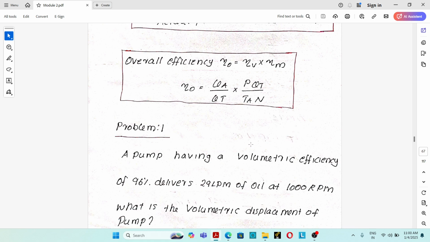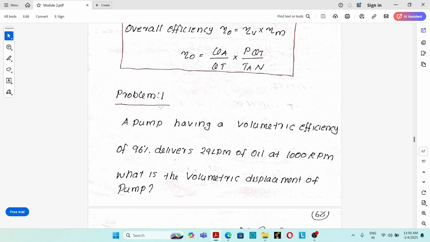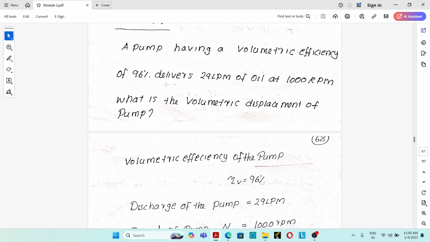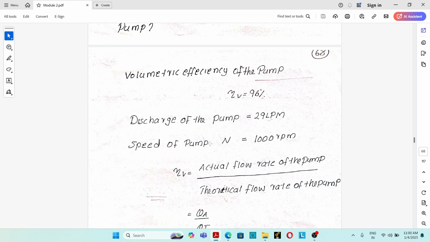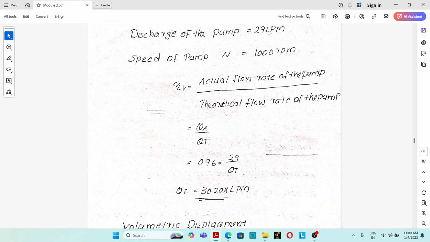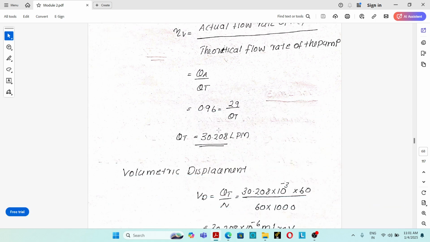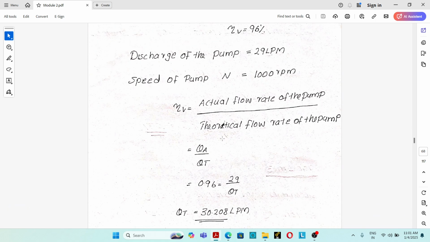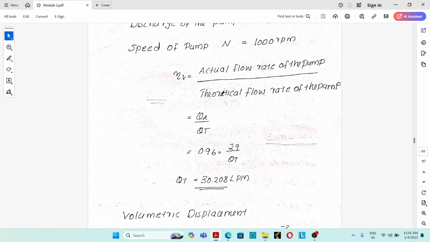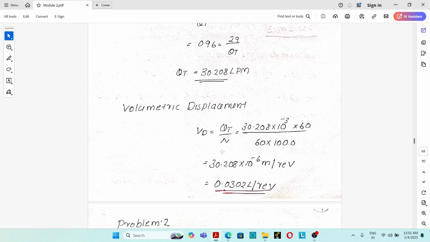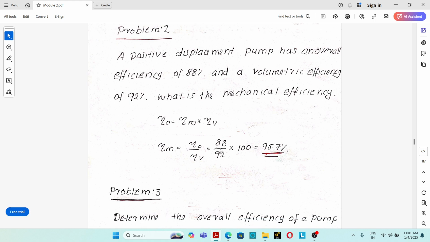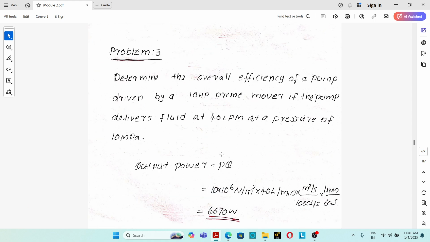Next, there are some problems regarding mechanical efficiency, overall efficiency and volumetric efficiency. I am skipping this portion and leaving it to you as self study. These problems are not very important, but you have to go through them. There is a chance that they will be asked. So I am skipping these problems due to time, and you can treat them as self study.